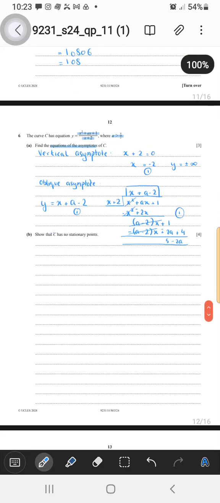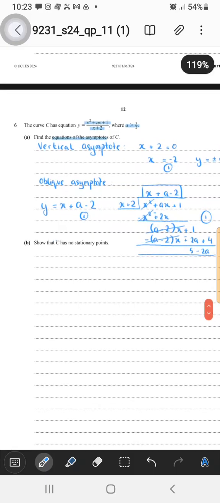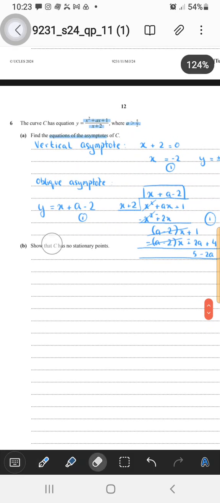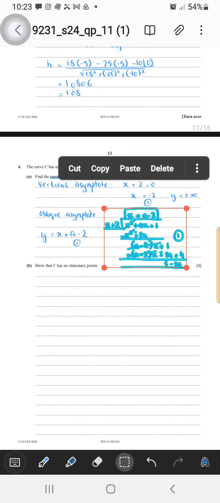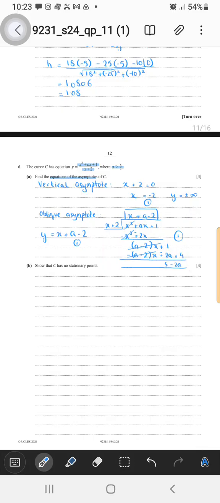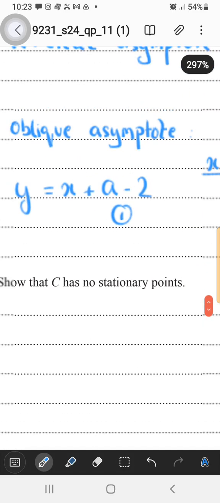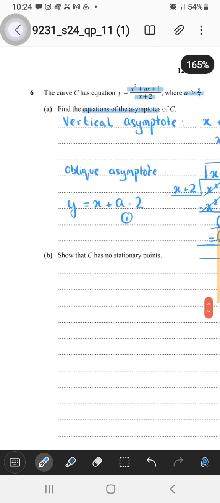Now we are moving ahead to part B. In part B, the question is saying show that C has no stationary point. We have to show this. We will simply try to find the stationary points, and in the end we will not get any stationary point. It means there are no stationary points.